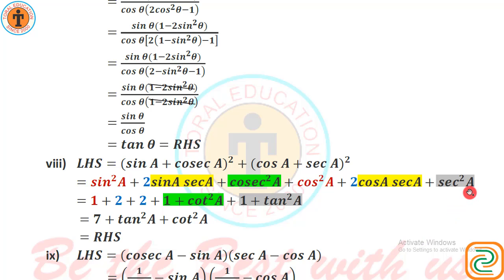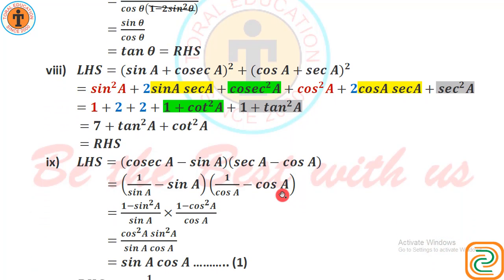And sec square A equals 1 plus tan square A. So do the sum. 1 plus 2 plus 2 plus 1 plus 1, 7. Tan square A plus cot square A. 7 plus tan square A plus cot square A. We have got RHS, right hand side.